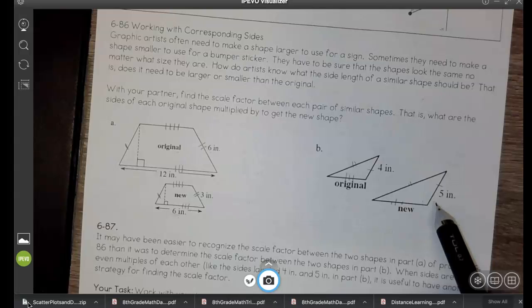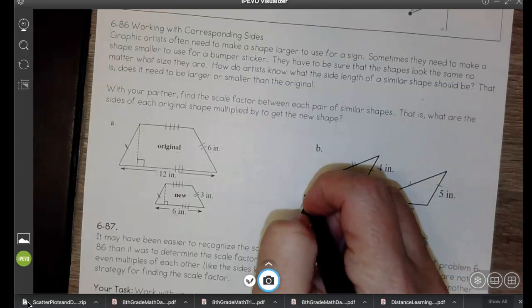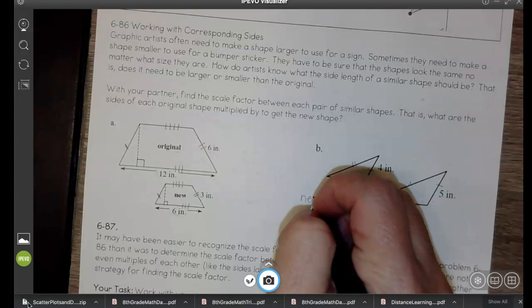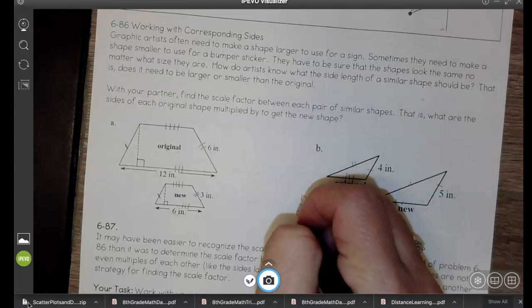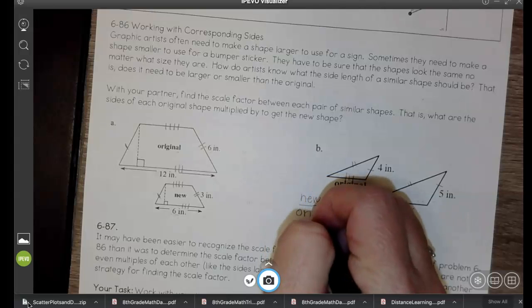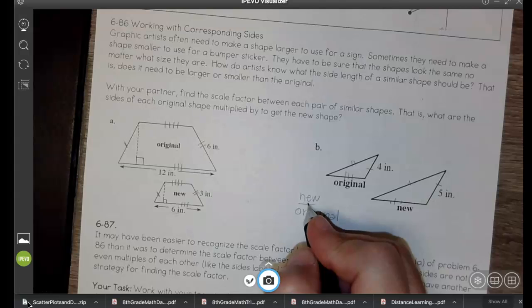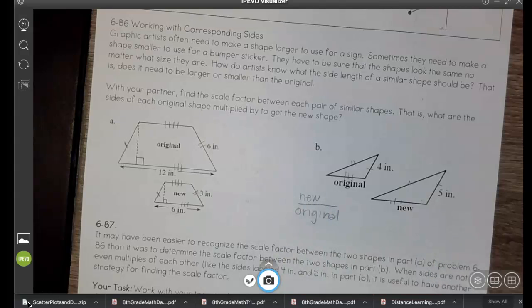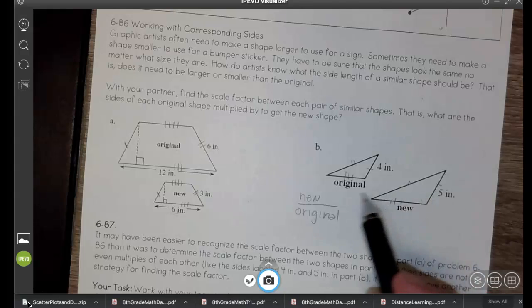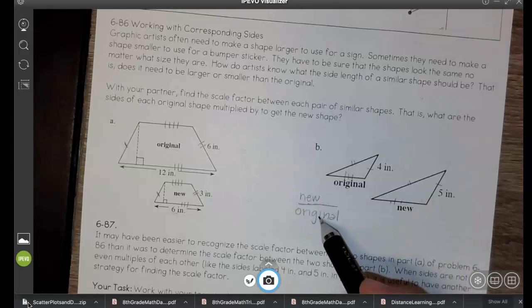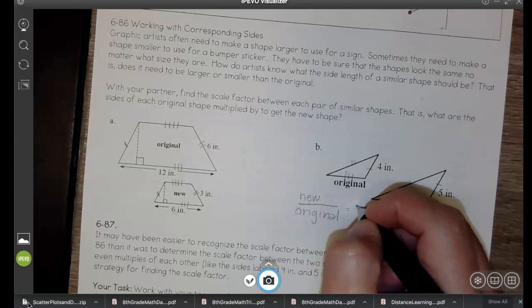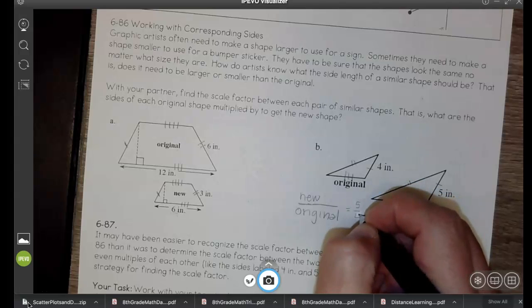But what the rule derives out of this one is that our ratio or our scale factor is always the new divided by the original. That's probably the one thing that you need to write down or keep in your mind: when we're figuring out what our scale factor is, it's the new divided by the original. So in this case, our scale factor would be 5/4.